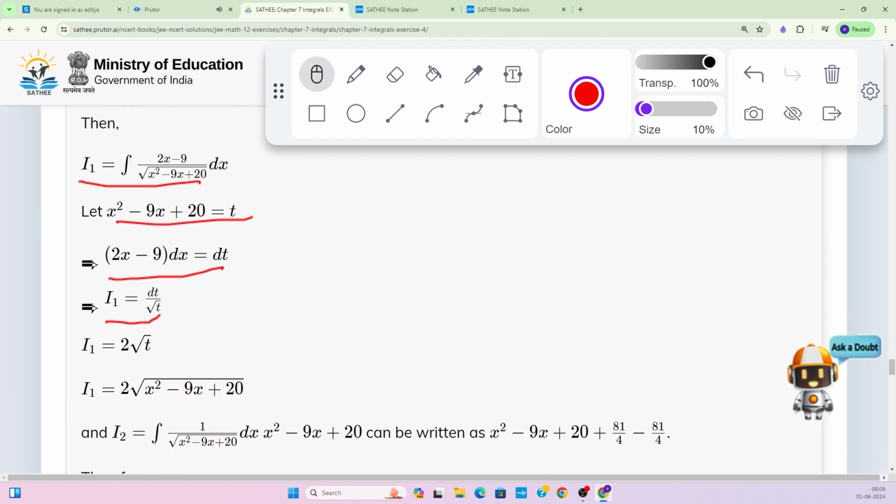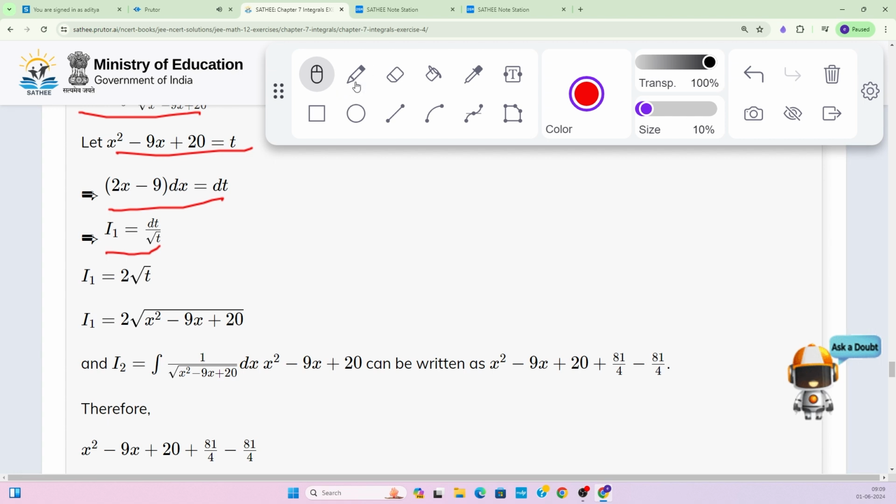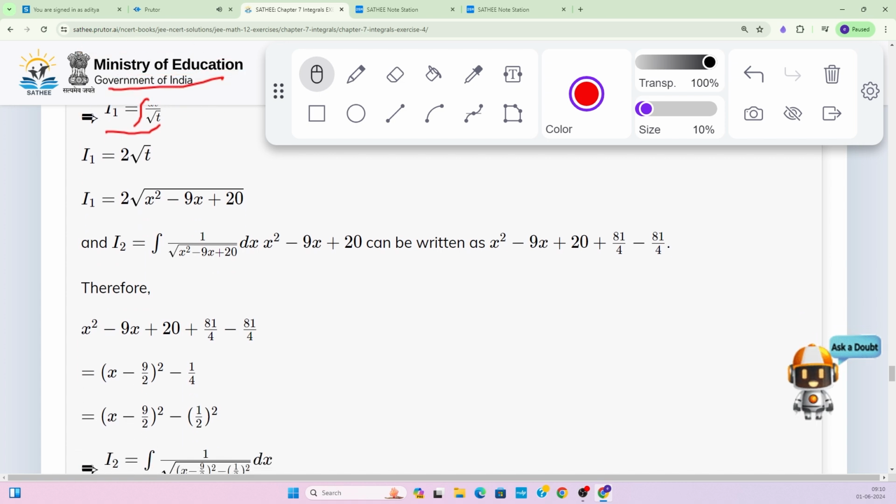This means I1 is equal to 2, and here it must be the integration sign. So I1 is equal to 2 root t. This means I1 is equal to 2 root of x square minus 9x plus 20. Now what about I2? I2, the second integration, is just the integration of 1 by root of x square minus 9x plus 20 dx.